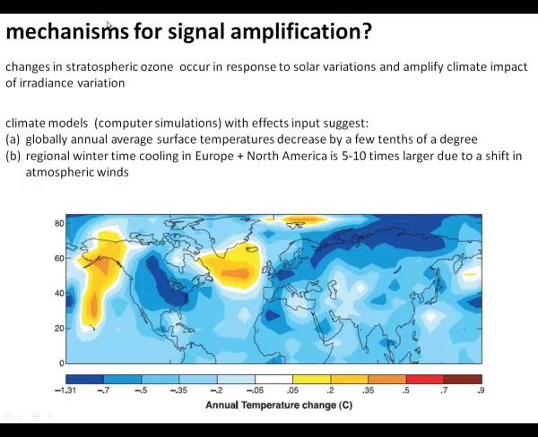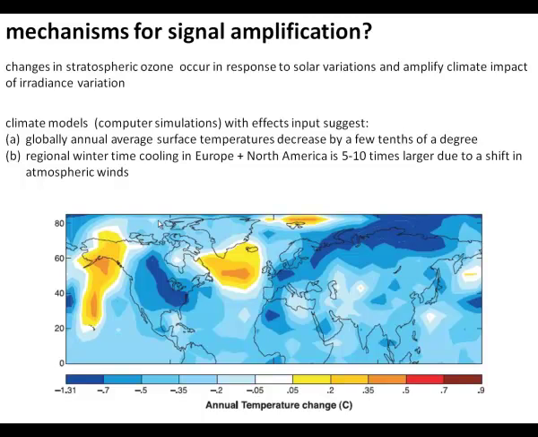Now, one of the things that may be significant in terms of amplifying these sorts of climate signals is to change the amount of ozone in the stratosphere. So in other words, in the upper part of the atmosphere. And you can do so in response to solar variations, and it's known that what that will do is impact on variation in the amount of irradiance. And here's data for a computer simulation in which the total solar irradiance has been calculated, but to which an input linked to the amount of stratospheric ozone has been added.